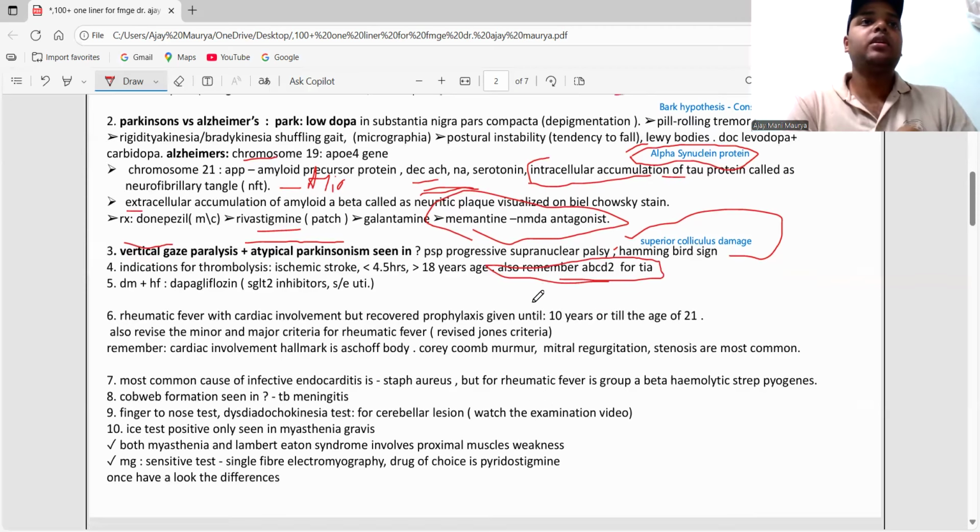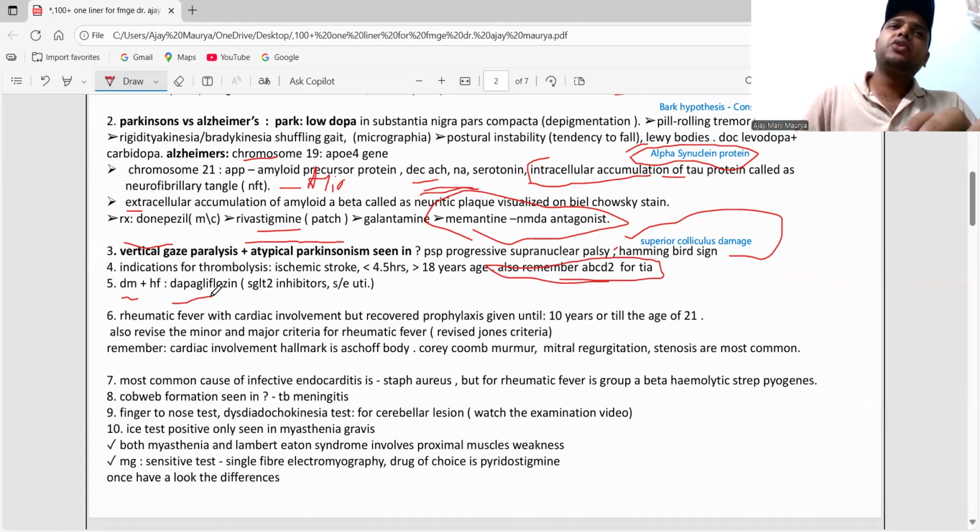Okay, now remember the next one: a patient is diabetic and has heart failure. What is the drug of choice? It is dapagliflozin, which is an SGLT2 inhibitor. Okay, so guys, it is the SGLT2 inhibitors. So what are the side effects? It causes UTI. What happened?